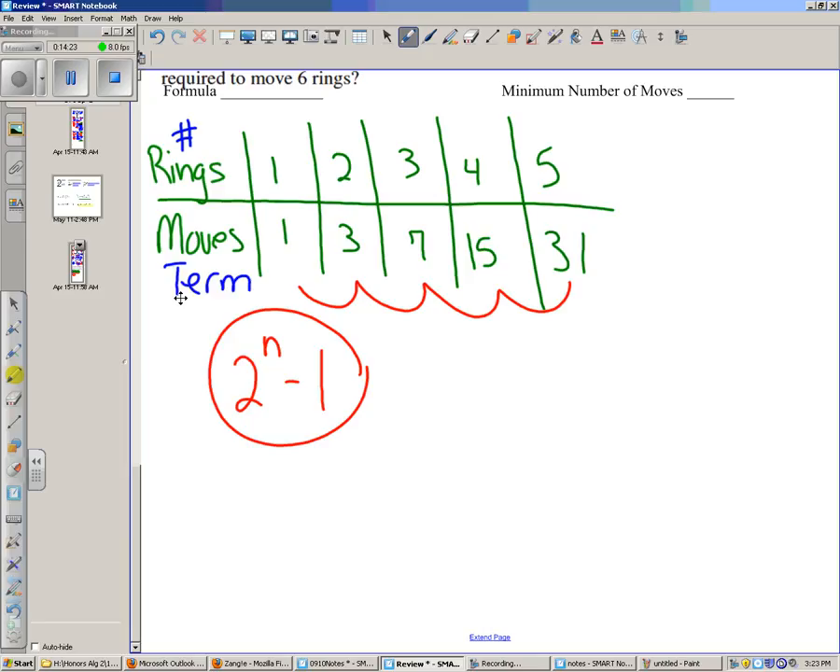So the final question is, what's the minimum number of moves required to move 6 rings? I'm just going to put 6 in for n. 2 to the 6th power, 64. Take away 1, and I get 63.